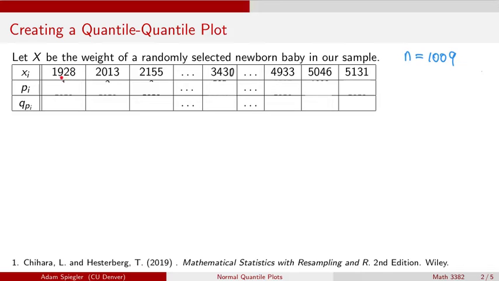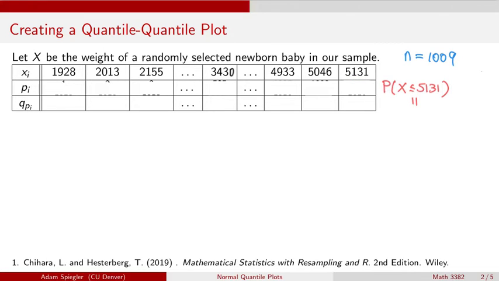The smallest weight in that data set was 1,928 grams. The heaviest baby that was born was 5,131 grams. And then we have a whole spread of values in between. So the first thing we do is note that we had 1,009 observations in our data set. Then let's start at the largest value in our data set.